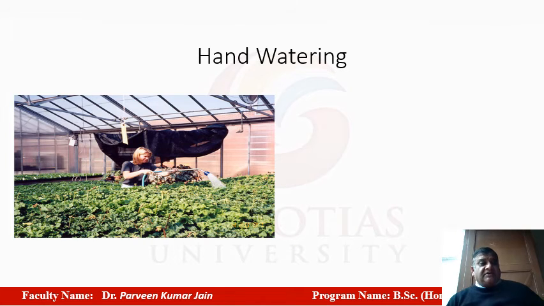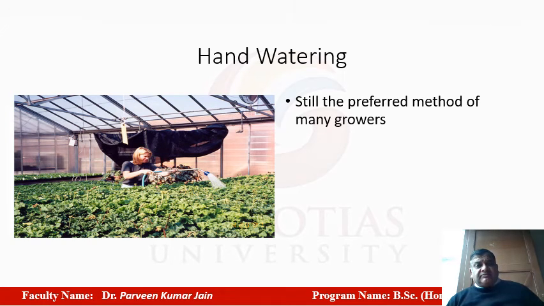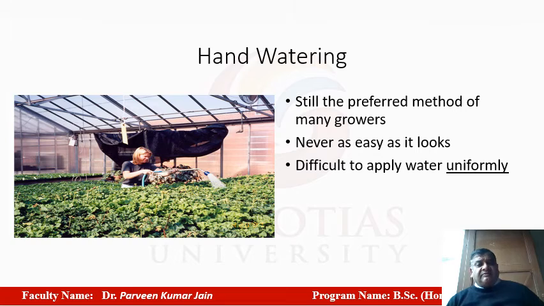Then there is the hand watering system. With the help of small fountains or plastic sprinklers, watering can be done by hand. These plastic sprinkler systems are available, and they can help in hand watering. It is very commonly done if you have a very small number of plants, or even a large number of plants.